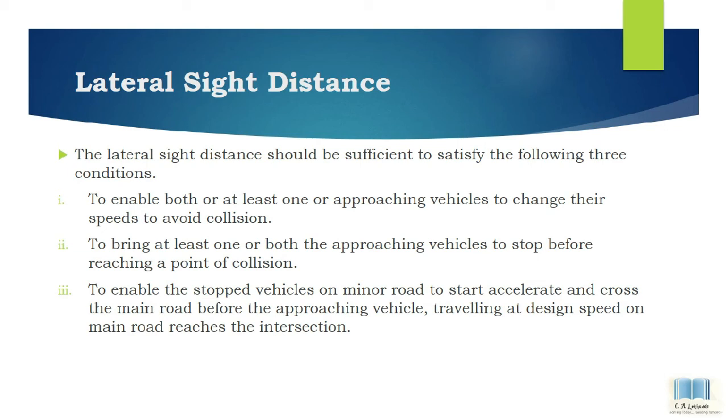Then the last condition is to enable the stopped vehicle on the minor road to start, accelerate and cross the main road before the approaching vehicle traveling at design speed on the main road reaches the intersection. So these three are the conditions for lateral sight distance.